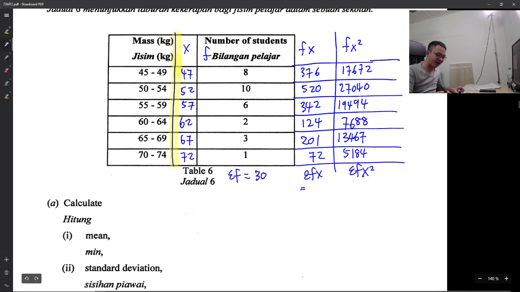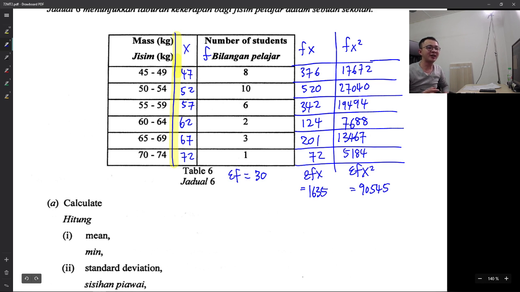Then I will find sum of fx. I will add all the numbers here. 376 plus 520 plus 342 plus 124 plus 201 plus 32. I get 1635. And then I want to find sum of fx squared. I will add all of them together: 27040 plus 19494 plus 7688 plus 13467 plus 5184. I hope I didn't make any carry mistake here.